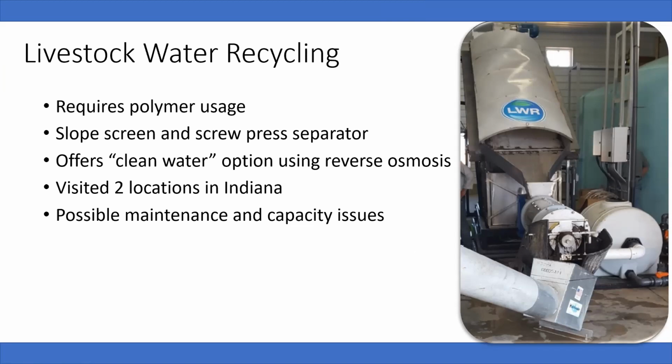One is no longer in use, and the second one was a fairly new install, and they were still working out the bugs. I'm not sure if that's still operating, but the farm that had installed it years ago and was no longer using it reported a lot of maintenance issues, and it couldn't meet their capacity required to keep it running. They just couldn't put enough flow through it. So there are issues with all these systems. Next slide.